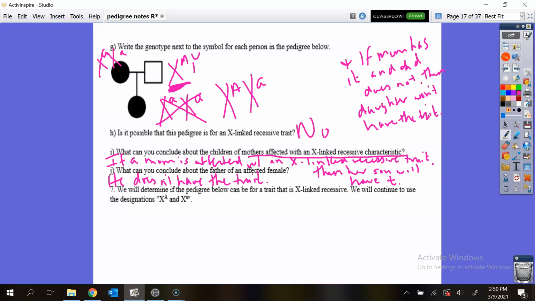And we're going to use these same designations with X big A, meaning that you do not have the genetic disorder, because we're focusing on X-linked recessive genetic disorders. So X little a signifies that you do have the allele for that disorder.